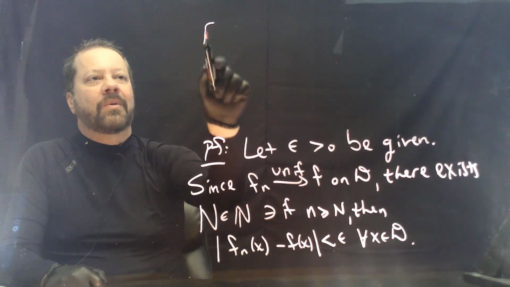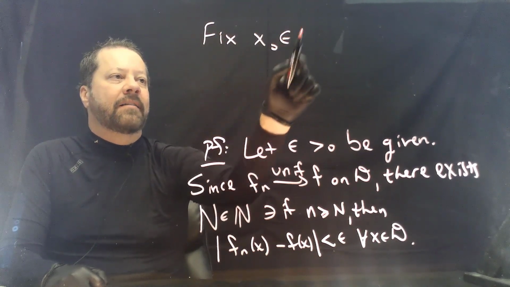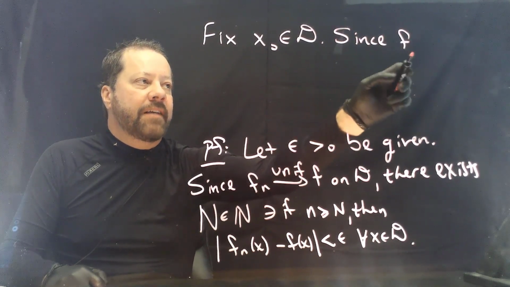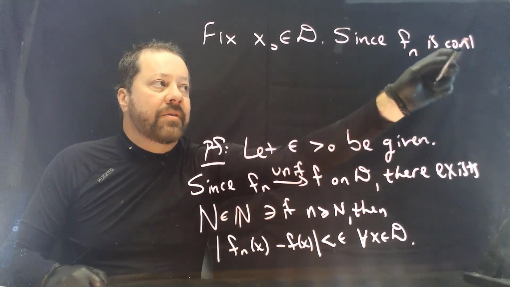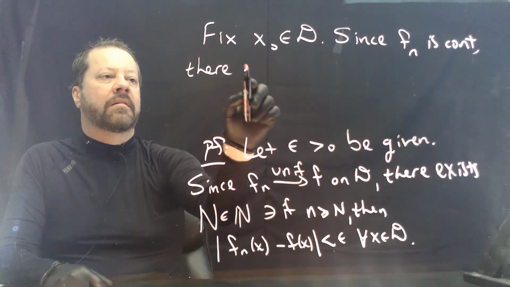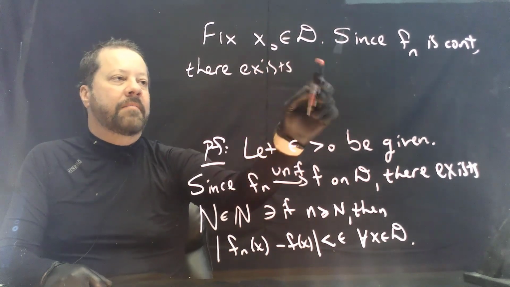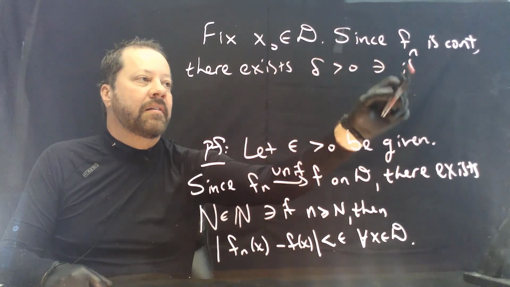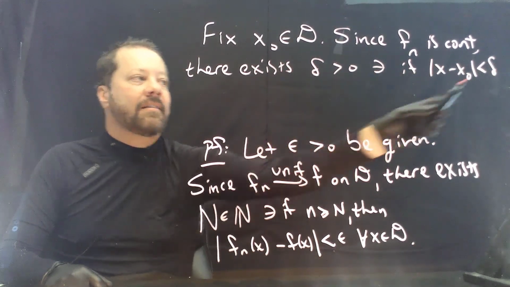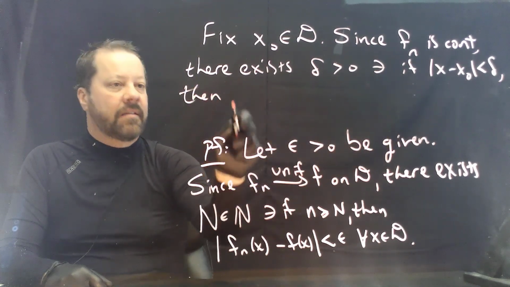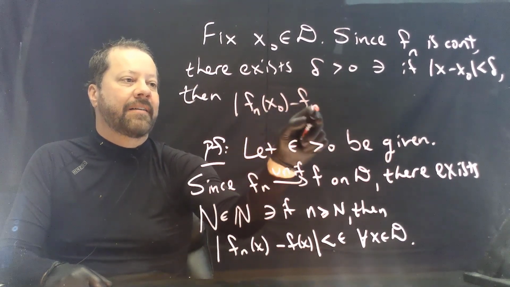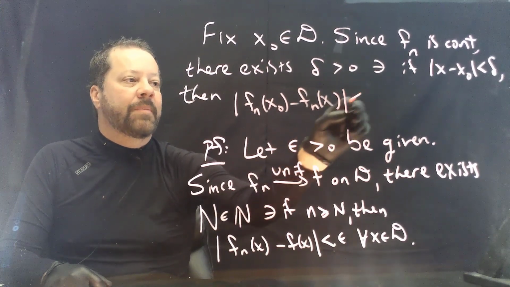Now, we're going to fix some point x naught in the domain, and note that since each of these fn's is continuous, there exists some delta greater than 0 such that if x is within delta units of x naught, then the distance between fn of x naught and fn of x will be smaller than epsilon.